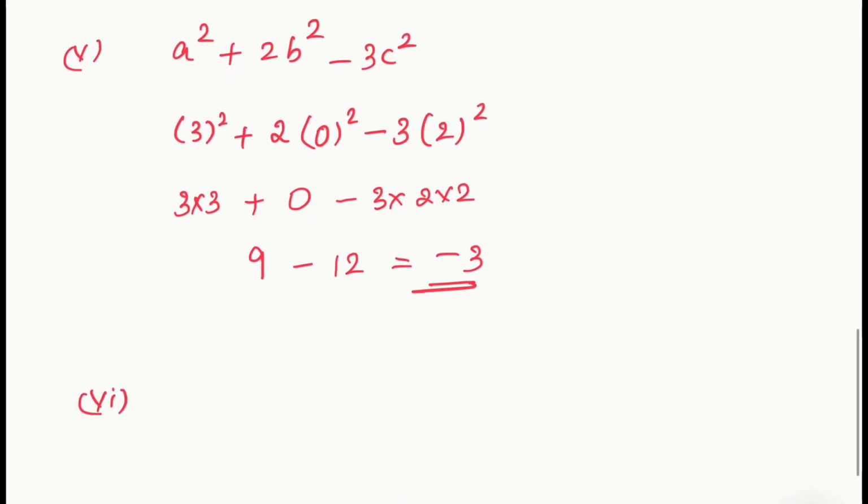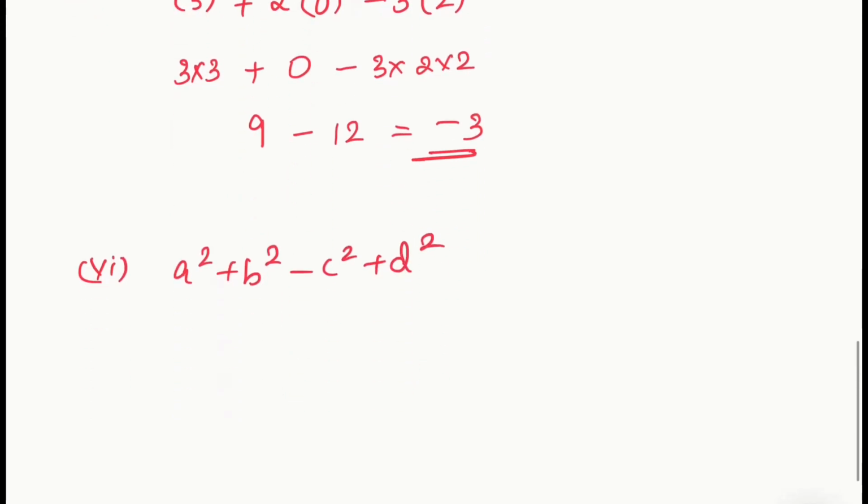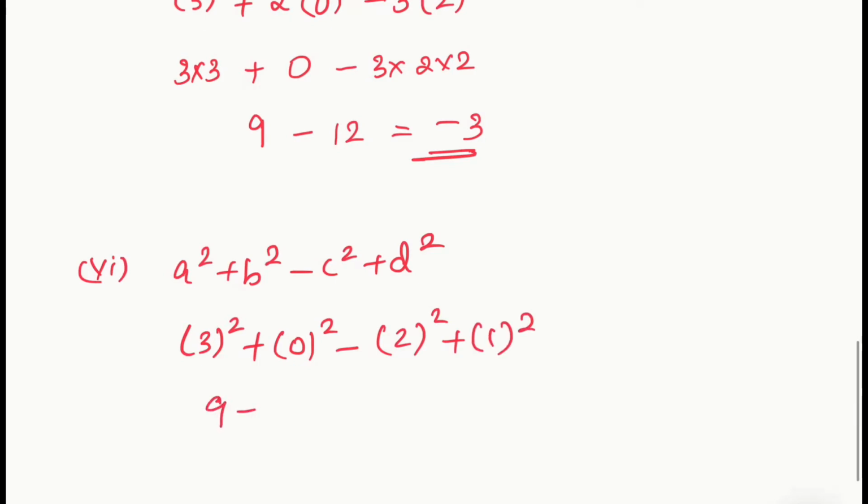Sixth question we have A square plus B square minus C square plus D square. Similar way, A square is 3 square plus B square is 0 square minus C square is 2 square plus D square is 1 square. So you'll get 9 plus 0 minus 2 into 2 is 4 plus 1. So 9 minus 4 is 5. 5 plus 1 is 6. You get the answer.